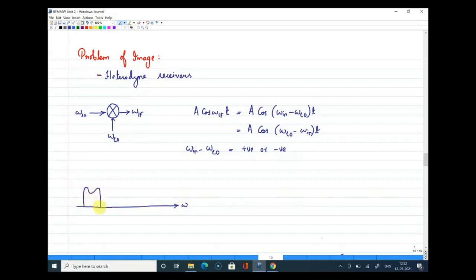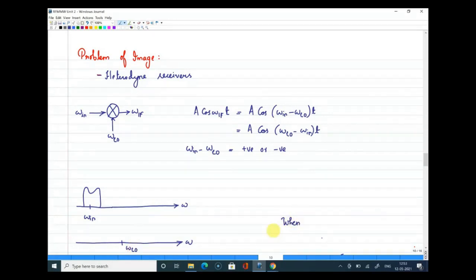So this is my input frequency, which is centered at a center frequency of ω_in, and I'm using a mixer which is having a local oscillator frequency ω_LO. So whenever we go for this kind of mixing, that is whenever you have an ω_LO greater than ω_in, we usually call this high side injection. So let me note that down here.